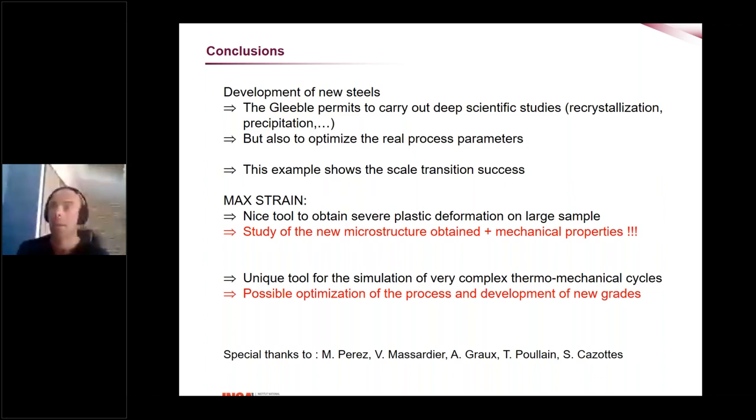Now about the MaxStrain, we have some severe plastic deformation on large samples. I didn't say that, but you may have seen on the video that you are able to make a tensile test afterward. So this is almost the only way of looking at severe plastic deformation with samples which are large enough and homogeneous enough to measure the real mechanical properties. And this is also a unique tool for the simulation of very complex thermomechanical cycles. I showed you one example about long products. And it's thanks to that type of experiment that you may optimize the process parameters and develop new grades. As you have seen, we changed the compositions and we observe that in that case, the sample should be homogeneous, whether you're looking at the surface or the core of your parts.